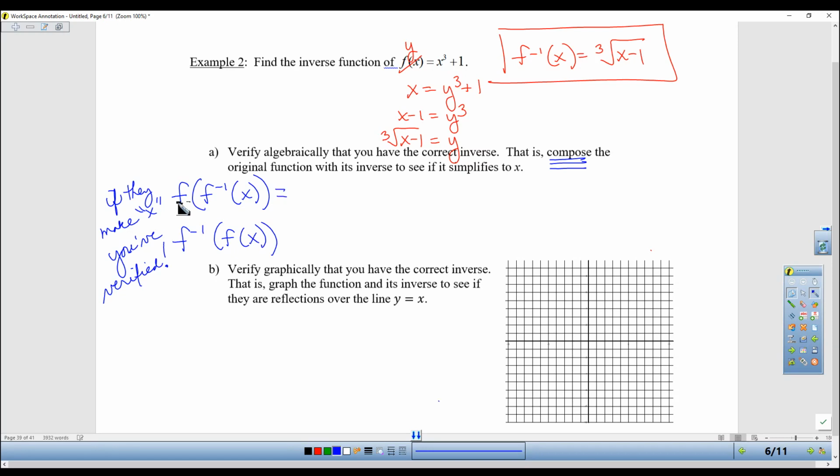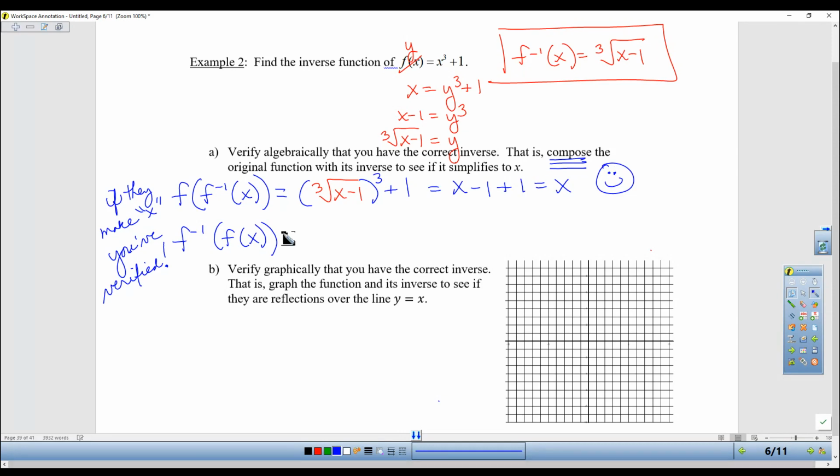Okay, so the f function is something cubed plus 1. What goes in that something? F inverse, cube root of x minus 1. Now, please do not just go equals x, and not show me the steps. The whole point is you're verifying. So in the first step, you would sit there and say the cube and the cube root cancel and leave you with x minus 1. There's still a plus 1 there. That's equal to x.